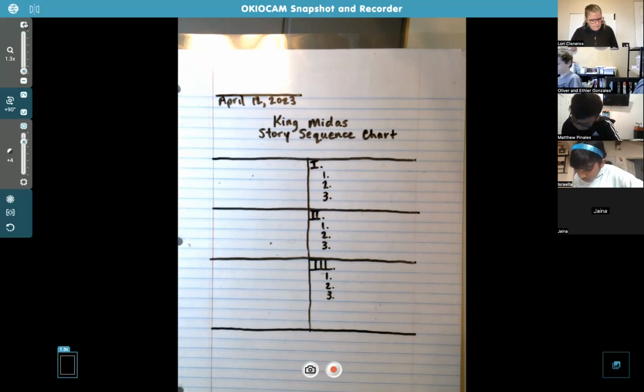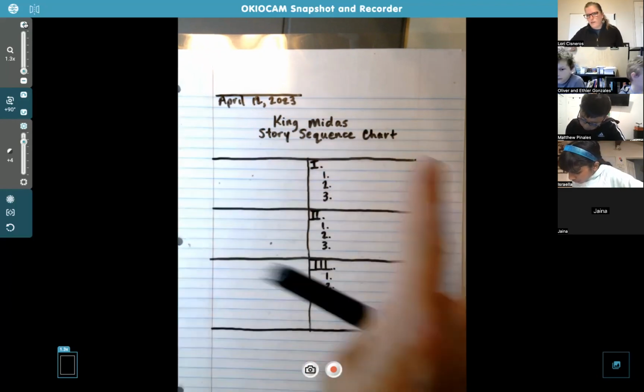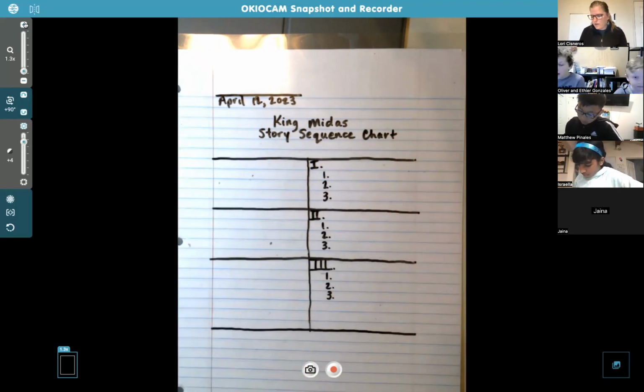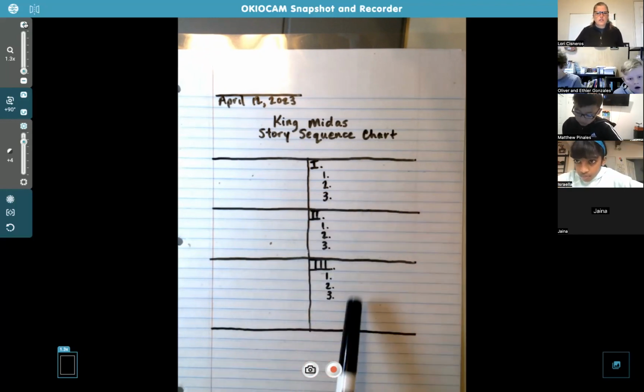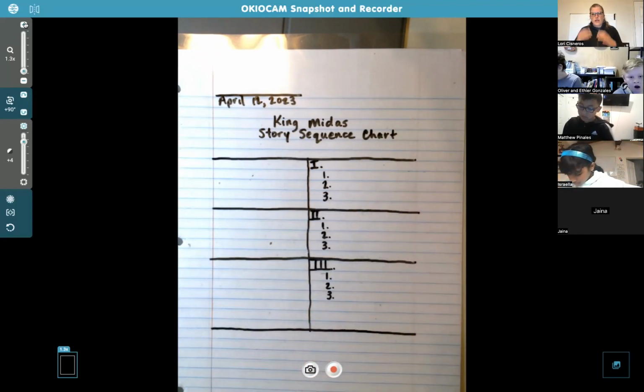Part of this class is teaching you how to organize your thoughts and organize information. This is another way to do this. We've been doing keyword outlines. You're going to see it's similar to that on this side, but this is going to help you organize in your head how these stories go. It's going to help you with your writing for sure. And you can do this, by the way, with any story.